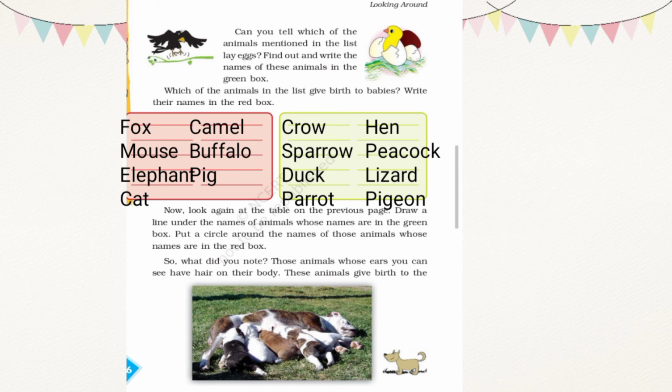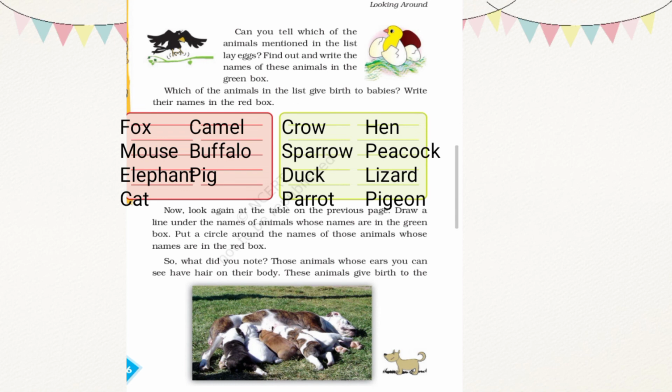Which of the animals in the list give birth to babies? Write the names in the red box. So let us list out the animals who give birth to their babies. Fox, mouse, elephant, cat, camel, buffalo and pig are the animals who give birth to their young ones.